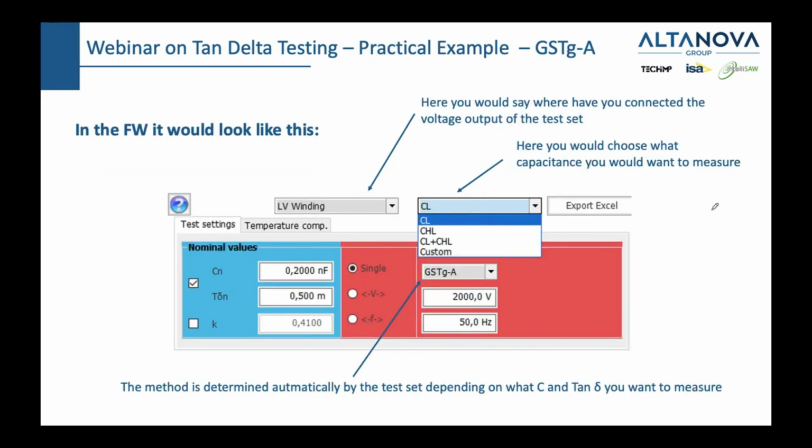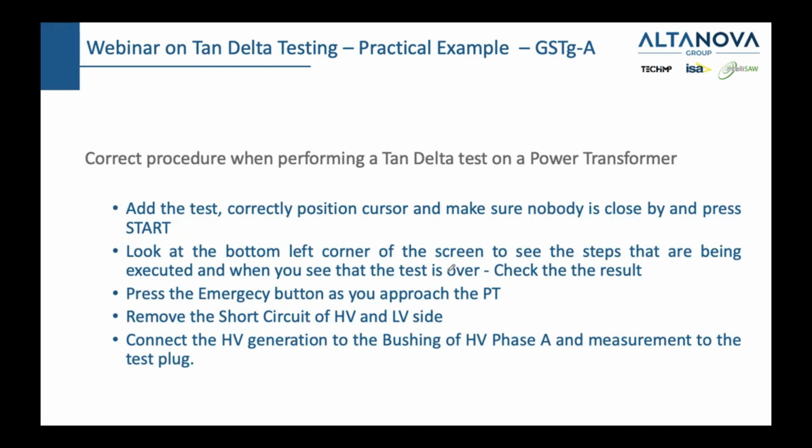And now, after connecting the generation to the low voltage side, we choose what we want to measure. As you can see, you can measure CL or CHL. CL would be the insulation between the low voltage winding and the ground. CHL would be the state of the insulation between high voltage and the ground. And CL plus CHL is here just to check if the measurement was okay. Automatically, the device would choose the appropriate method and the test would be ready to start.